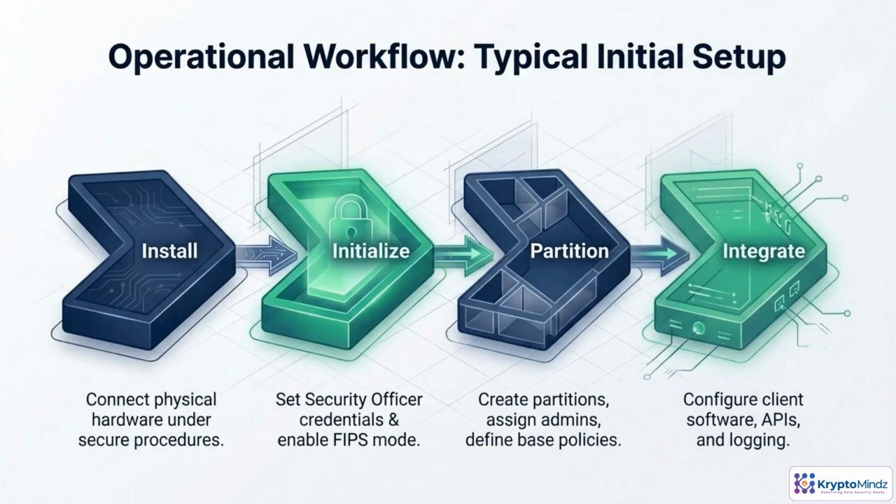A typical HSM journey follows four steps. First, install the device under strict procedures. Rack it, cable it, and ensure only authorized staff are involved. Next, initialize it by creating security officer credentials, loading initial secrets, and, if required, enabling FIPS mode. Then, carve it into partitions, assign administrators to each, and apply baseline security policies. Finally, integrate it with applications by installing client software, configuring APIs, setting up logging, and testing that keys never leave the hardware boundary.